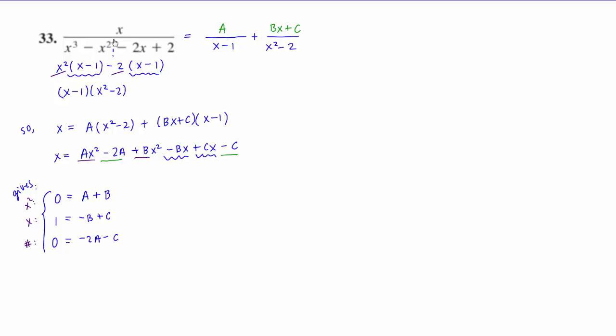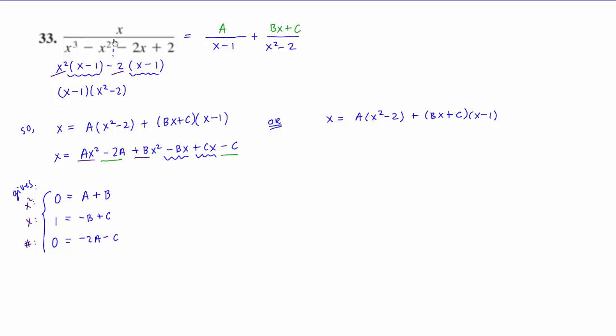So you have the opportunity to solve this system. You can do it with substitution or elimination, or remember we could choose some convenient values of x and solve for it that way. So remember our equation is x equals a times x squared minus 2 plus bx plus c times x minus 1.